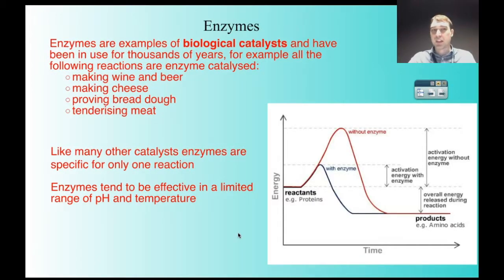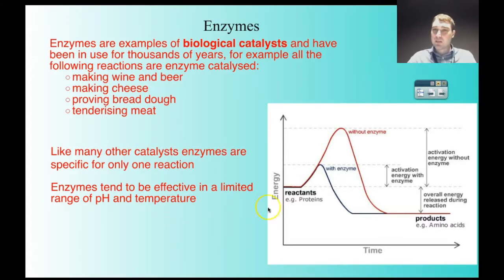They're made of protein and they're present in your body, in every single one of your cells, and we call those enzymes. Enzymes we use to do industrial processes by using organisms to do things for us. So making wine and beer, we use the enzymes present in a yeast fungus. Making cheese, we use bacterial enzymes. Bread dough, that's the same as the wine and beer. And tenderizing meat, we can use an enzyme from pineapple called bromelain.